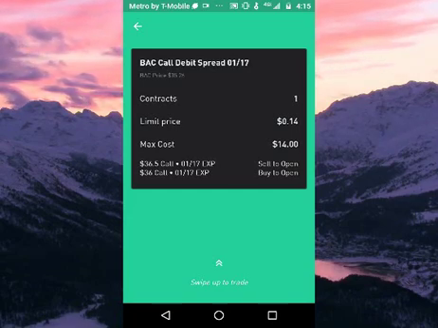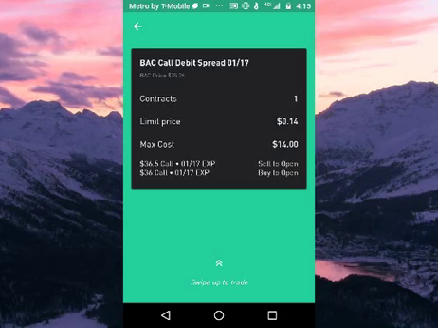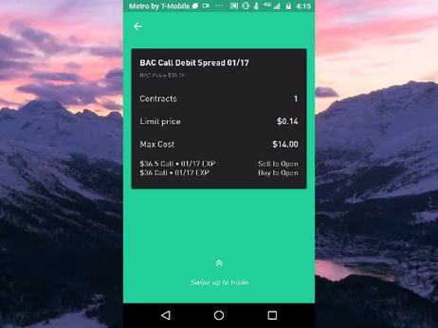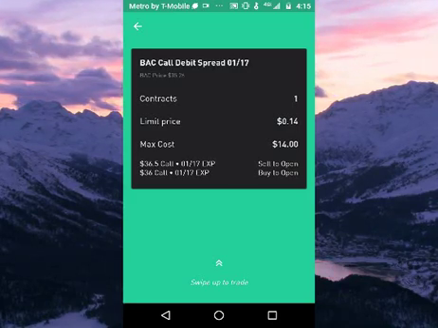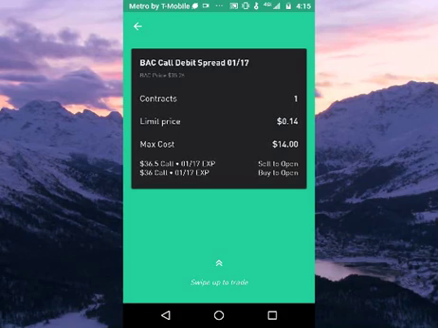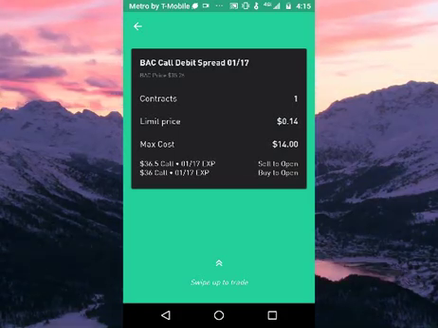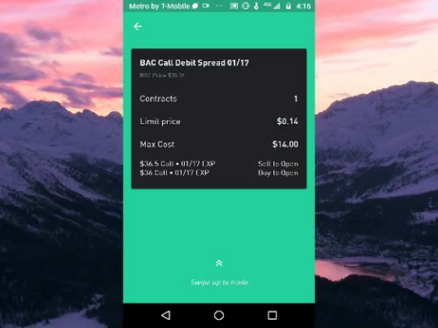The break-even price for this trade is going to be the lower strike price, which is $36, plus the premium that you paid, or the limit price, which is 0.14. It's going to be $36.14.